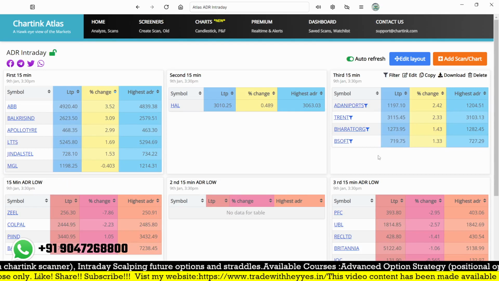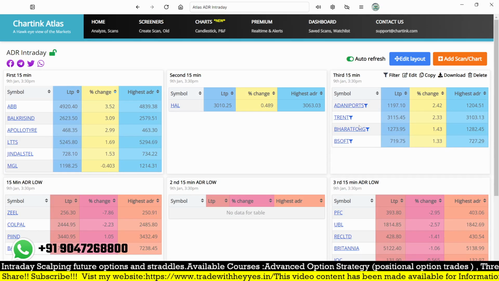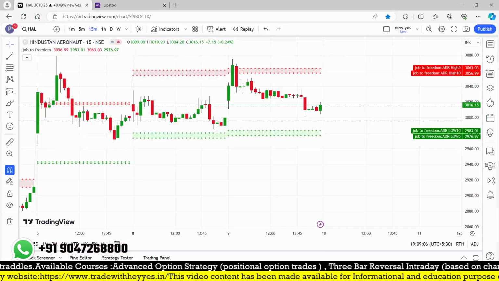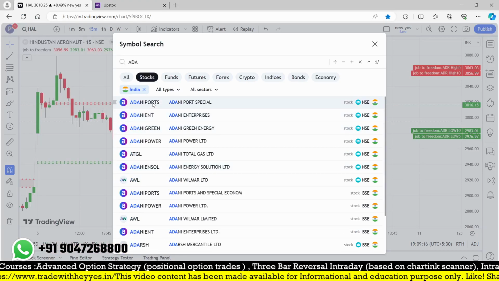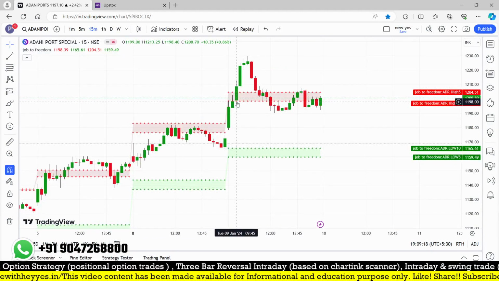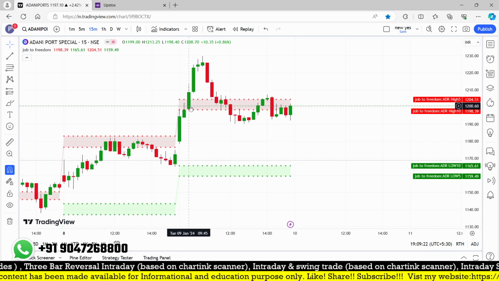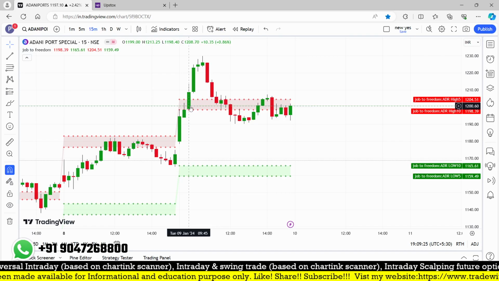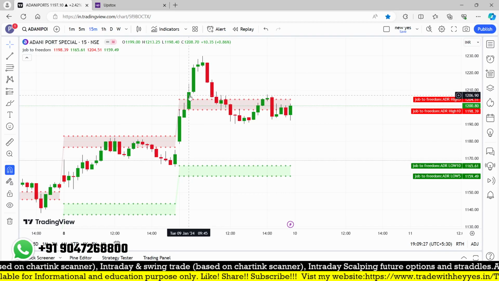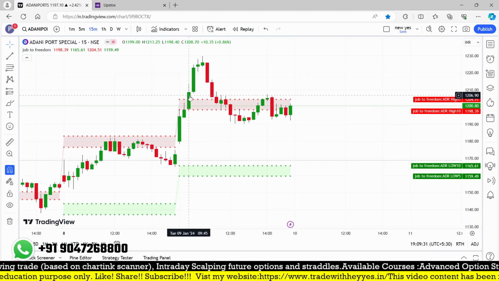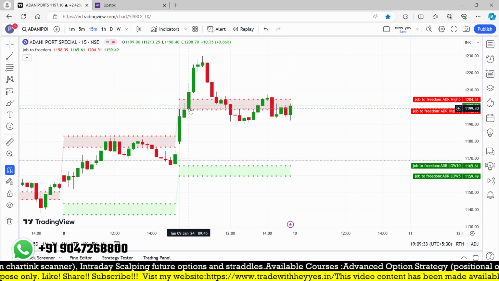But by this scanner, we can easily filter out what are the stocks which crossed the ADR level. And I have seen Adani Port, it is giving you some 10 rupees move. Adani Port, this is what the candle looks like. So if I'm taking the third candle, maybe this candle, if I took the 1120 or 1200 strike price, whichever is nearby, and the high is around 1213, and the low of that candle is 1198.